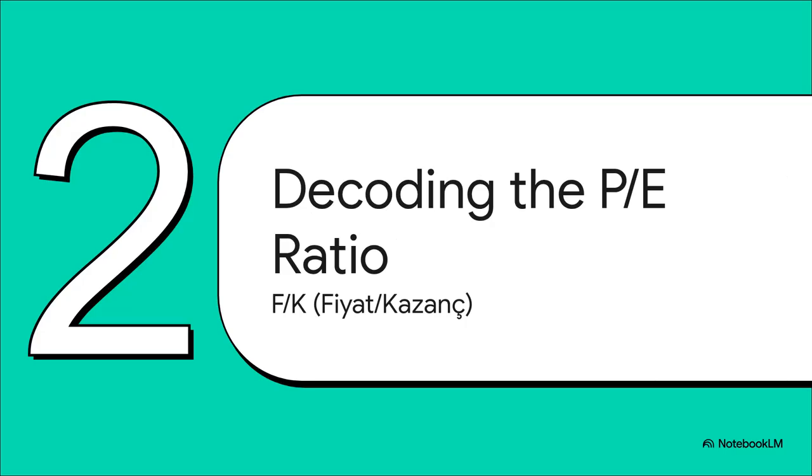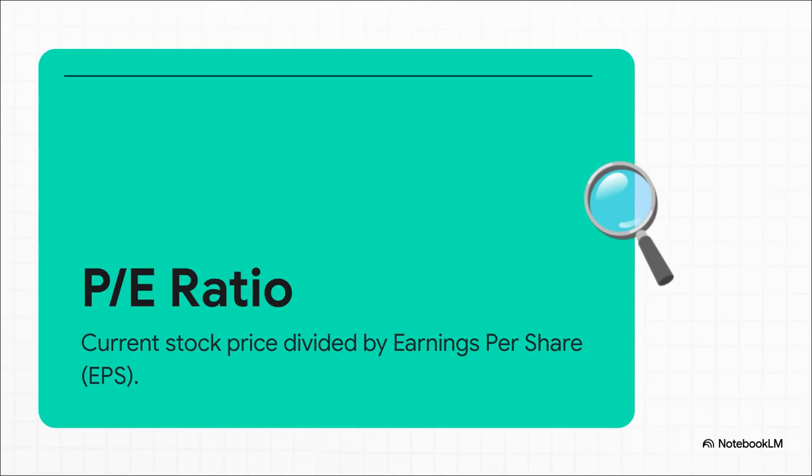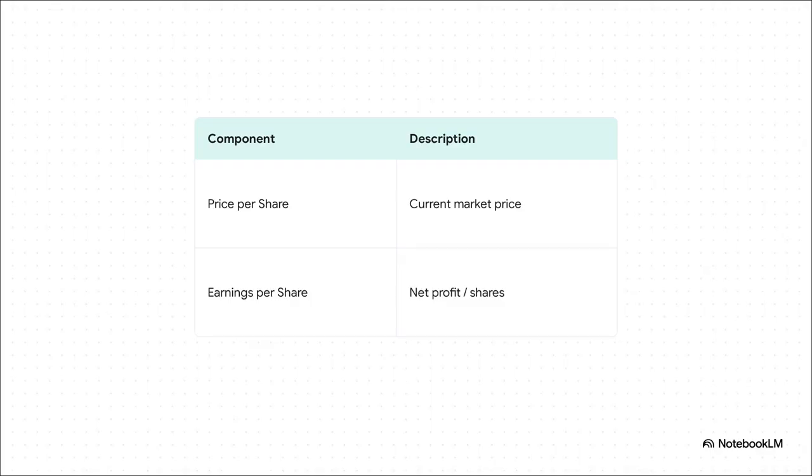Moving right along to Section 2, decoding the PE ratio, or F/K, fiyat/kazanç. So this brings us to our ultimate weapon for separating a totally meaningless price tag from true value. I'm talking about the PE ratio, or price-to-earnings ratio. Now, in local markets, you'll often see this referred to as F/K, which stands for fiyat/kazanç. It's the absolute alphabet of fundamental analysis. You calculate it simply by taking the current price of a stock and dividing it by the company's earnings per share. This ratio is the vital bridge between what the market is asking you to pay and what the business is actually producing.